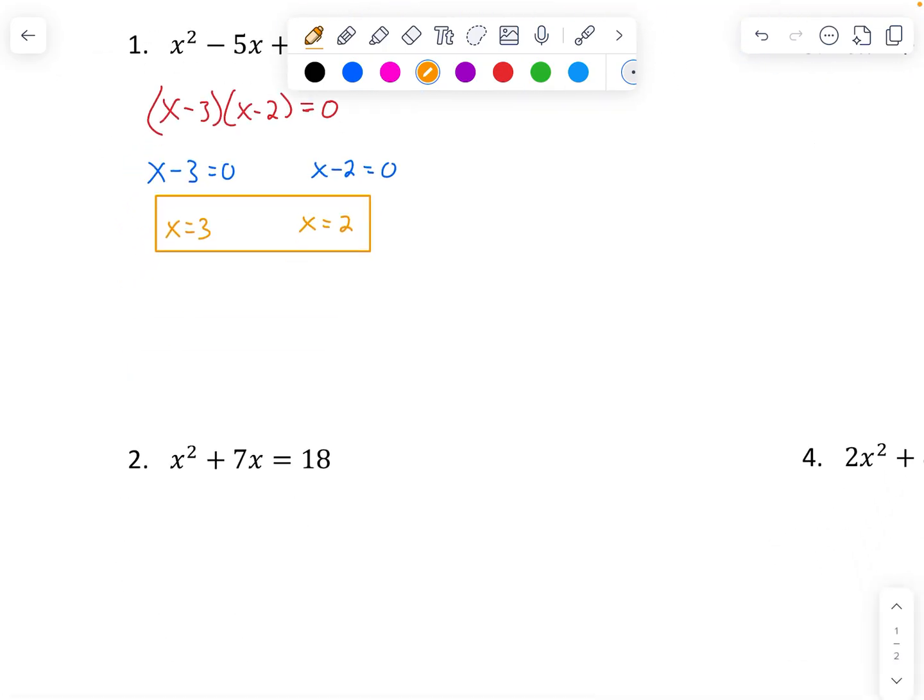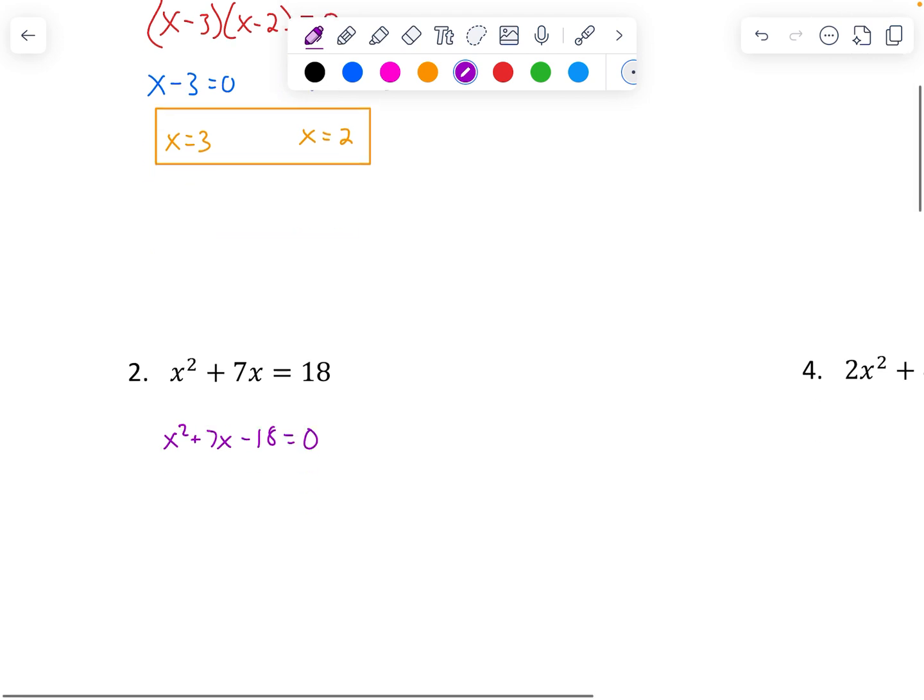Number 2 is like number 1, except it's not equal to 0 yet. So first we need to subtract 18 from both sides to get that. And then you can double bubble from here. So we need two numbers that multiply to get -18, but add to get 7. So that's going to be +9 and -2.